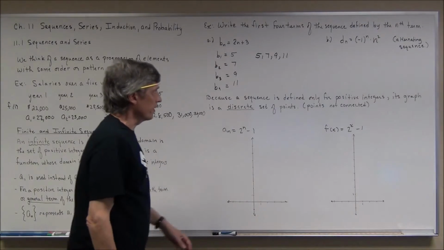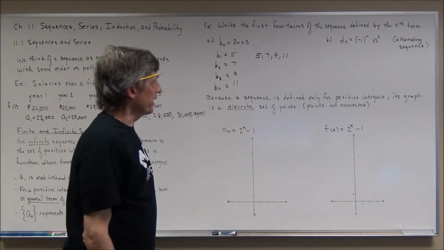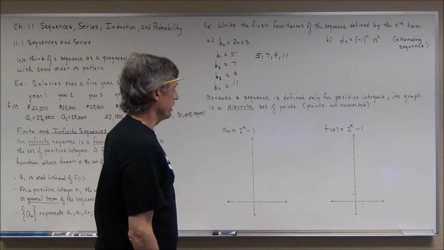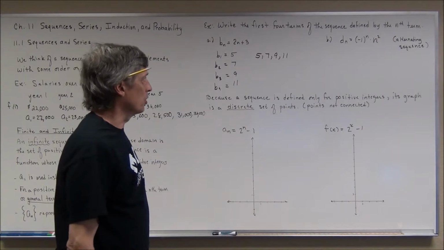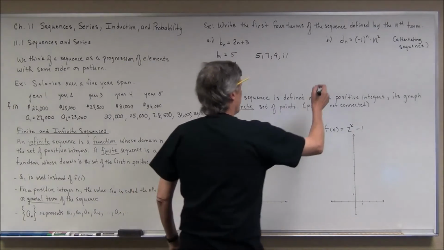Now over here, and I even made note of it so I wouldn't forget to talk about it, with that negative 1 being raised to a power, we're going to have what we call an alternating sequence, in that the signs are going to alternate from negative to positive and so on. And we want the first 4 terms of this one as well.